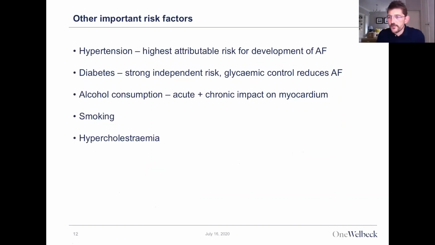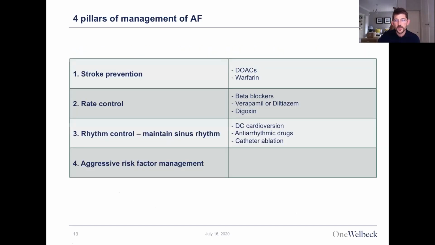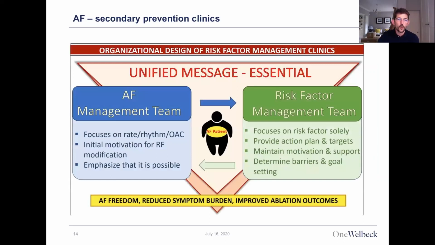So I'm not going to run through every risk factor because I'm running out of time, but you'll all be aware of these other important things that can impact on cardiovascular disease and also have a direct effect on atrial fibrillation as well. So what can we do about it? We now talk about the 4 pillars of the management of atrial fibrillation. I mentioned the first 3, but aggressive risk factor management is also important for all our patients and for those who are undergoing interventions with drugs or ablation.